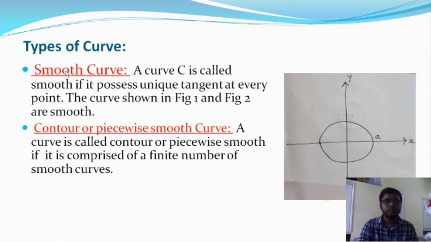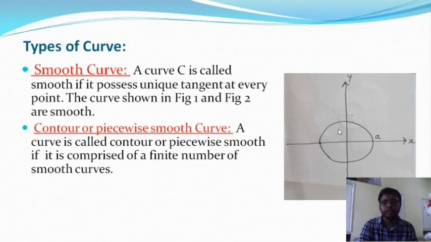Now we are going to talk about some more definitions of a curve. This is the smooth curve. The smooth curve is where for every point there is a tangent, and this tangent is unique. A curve C is called smooth if it possesses a unique tangent at every point. So the previous curve and this curve are smooth curves.